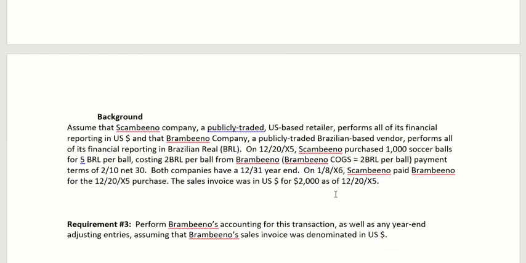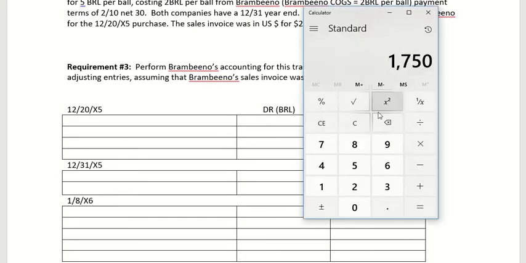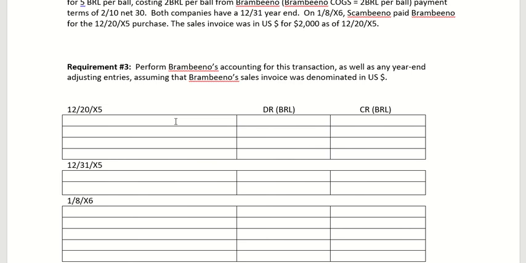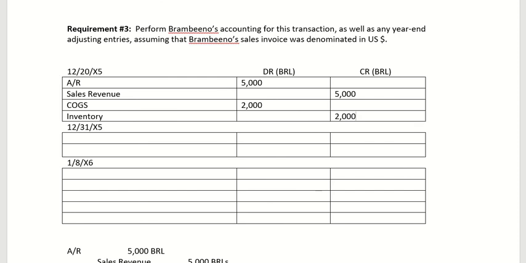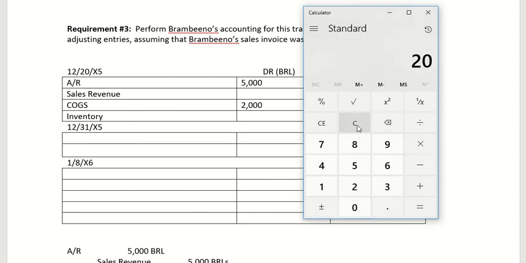We're now in a receivables position, a net asset exposure or asset exposure, right? So 2.5, 1.33, so $2,000, right? And they told you that it was for 5,000 BRLs, but it was denominated in 2,000 US dollars, times 2.5 with the indirect quote would give me 5,000 BRLs, which would be accounts receivable, sales revenue. This would be 5,000 BRLs. And then cost of goods sold, they told you it was 2,000 BRLs, and inventory 2,000. Okay, so that 2,000 US dollars will be converted at 1.33 now using the indirect rate. So let's see what that is going to look like. 2,000 times 1.3333. Okay, now we have 2,666.